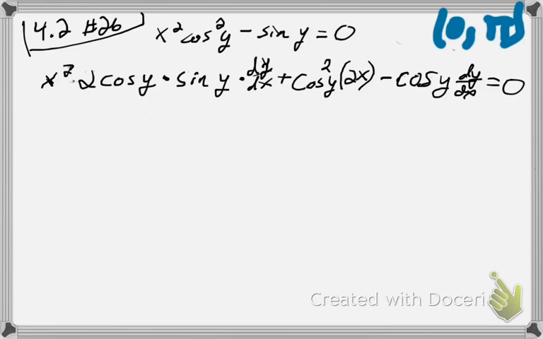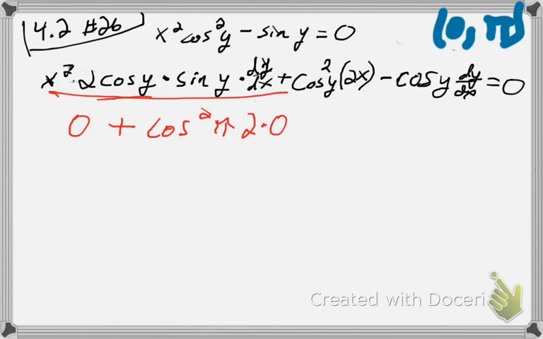The nice thing about that is, if I plug in 0 here, I'm just going to get 0, so this whole term right here is just going to go to 0. Okay, and then plus cosine squared pi, we'll deal with that in a second, times 2x. Well, that's just 0 anyway. And then minus cosine of y, which is cosine of pi, times dy dx.